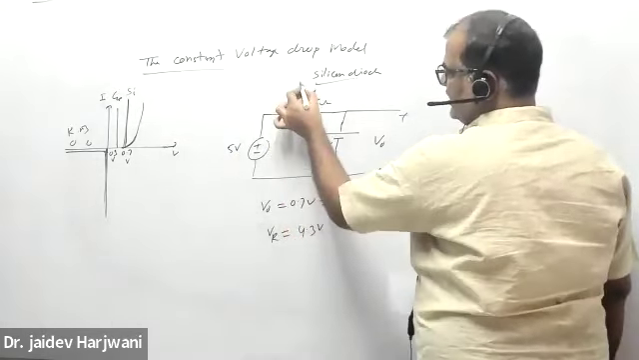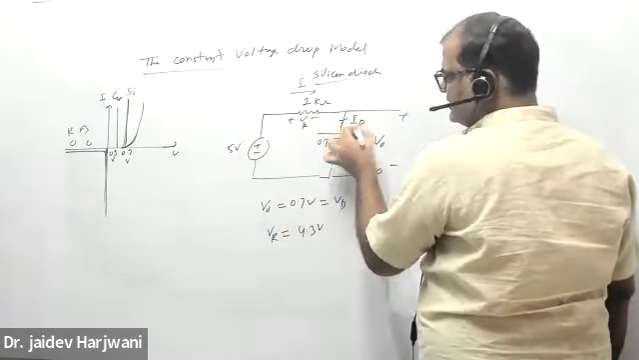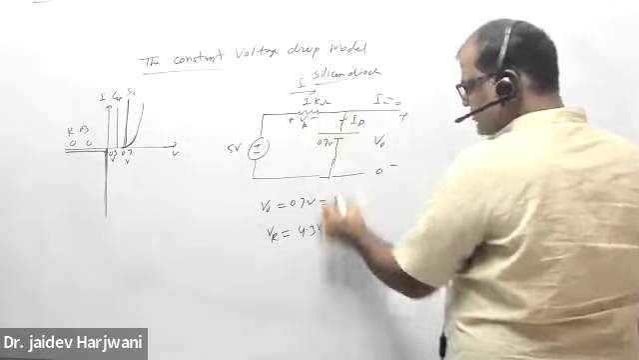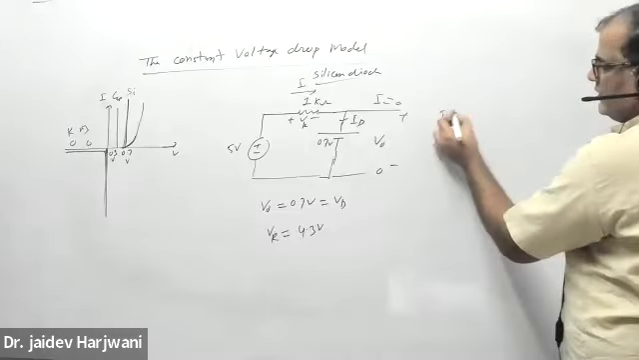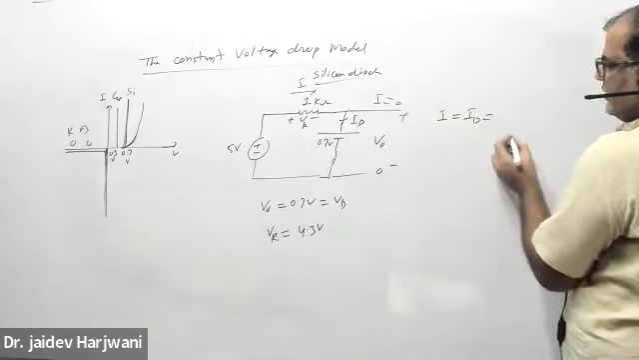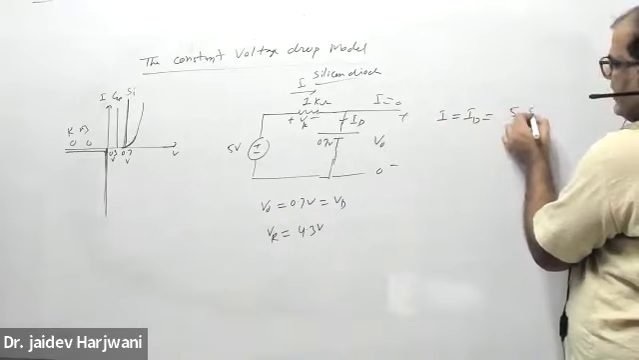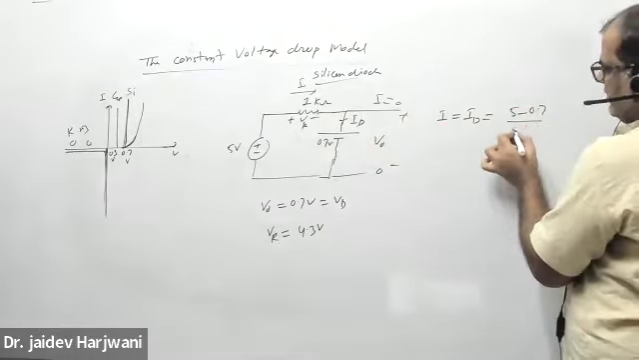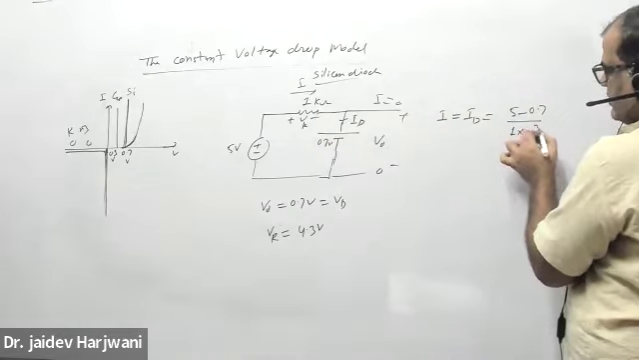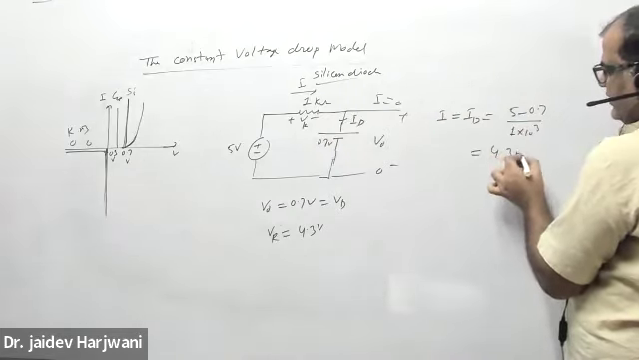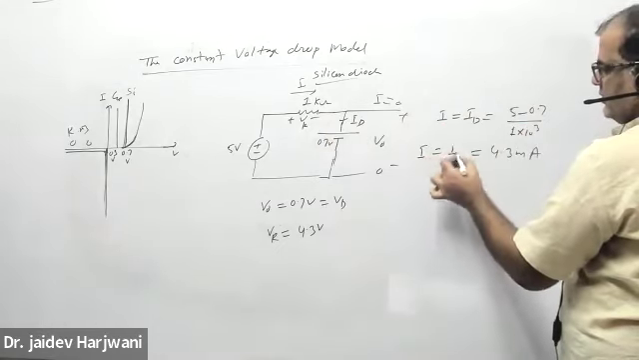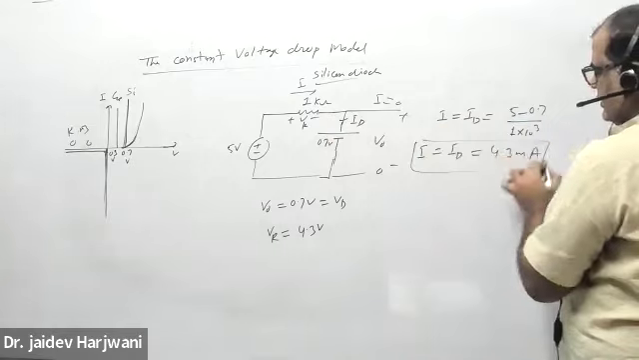What is the current flowing here? I or ID, the same thing. Same here, current is 0. This current is coming, this current is going down. So I equal to ID equal to how much? 5 minus 0.7, 4.3 is here, divided by 1 kilo ohm. That is 4.3 milliampere. I equal to ID.